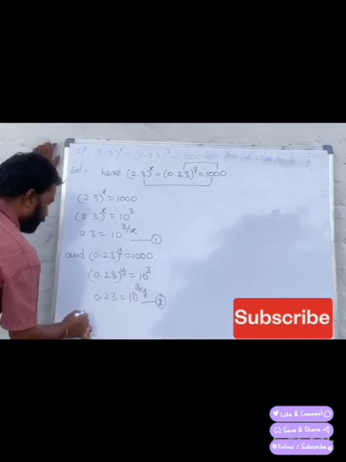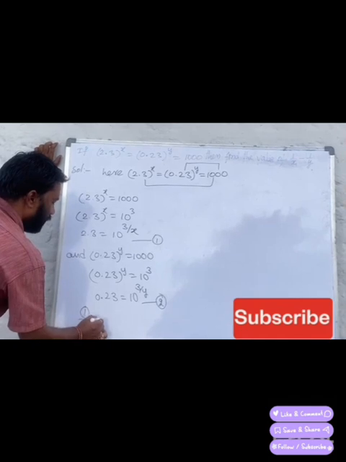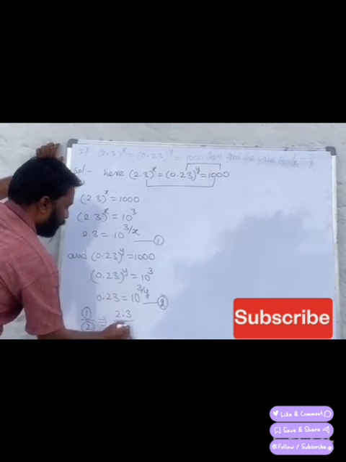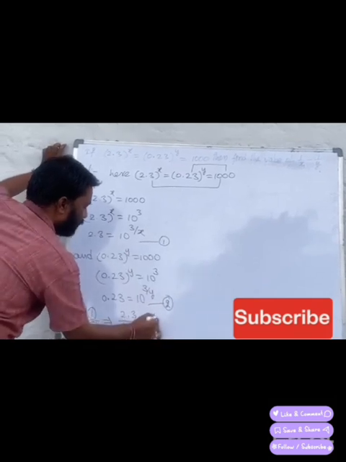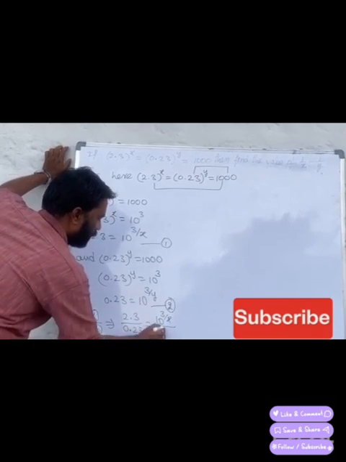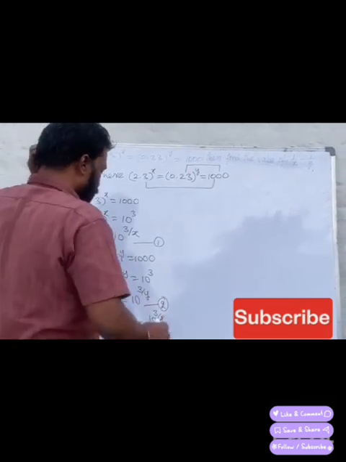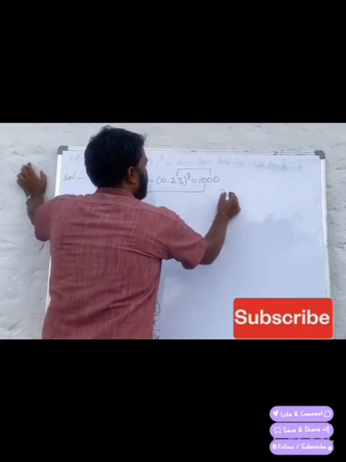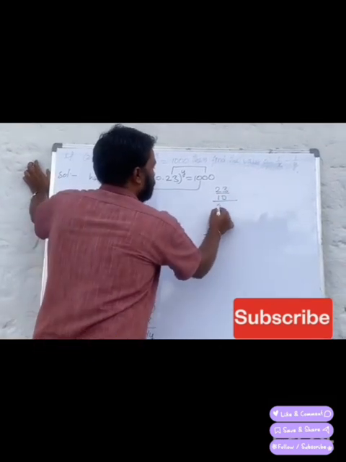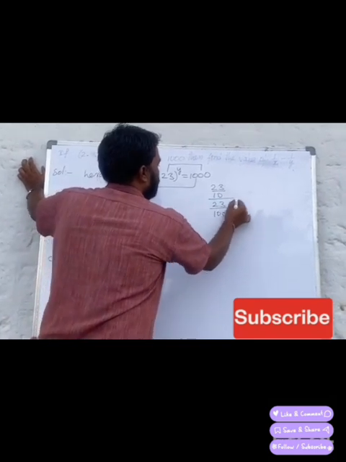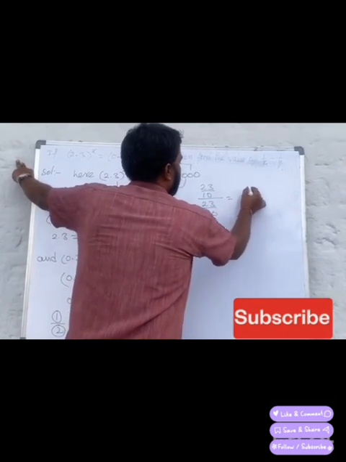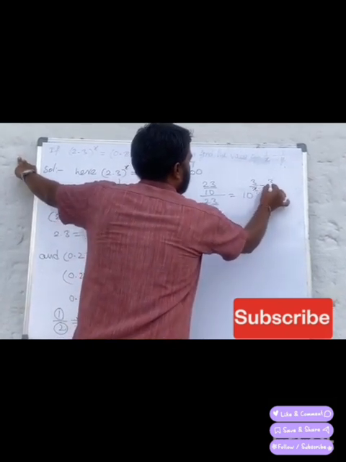Now we are dividing 1 by 2. 1 by 2 means 2.3 by 0.23 is equal to, on the right side, 10 power 3 by x by 10 power 3 by y. So 2.3 can be written as 23 by 10 and 0.23 is 23 by 100, is equal to, this is a power m by a power n formula, a power m minus n. So 10 power 3 by x minus 3 by y.